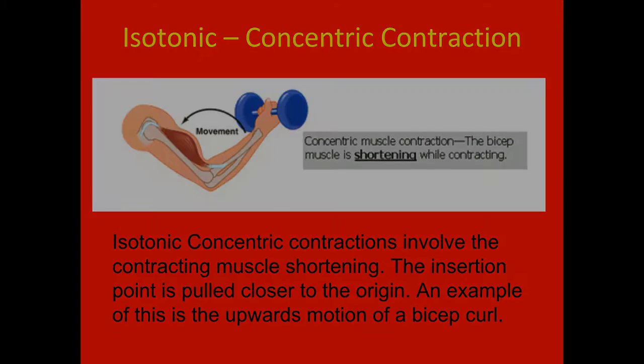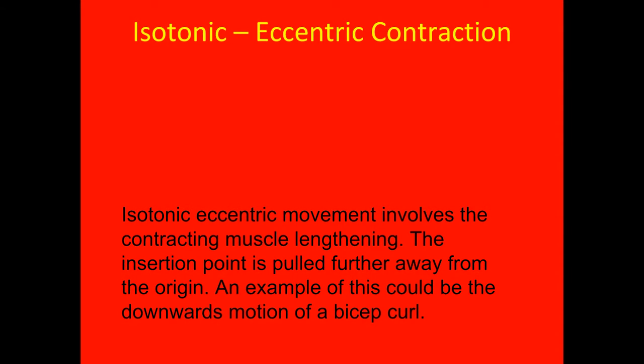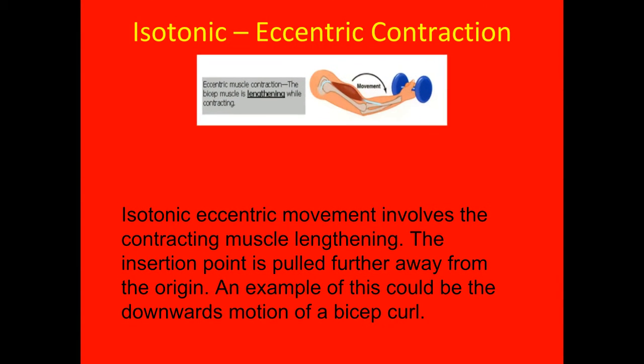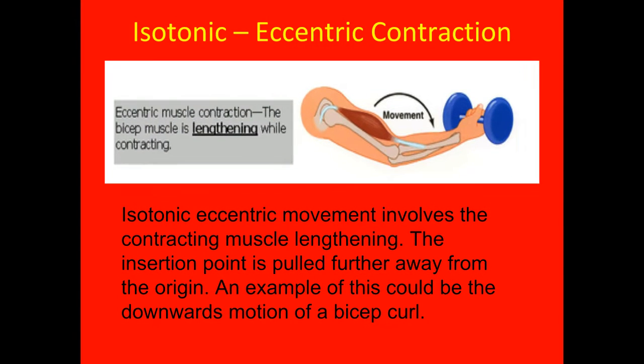The next example is eccentric isotonic. Isotonic eccentric contraction involves the muscle lengthening. An example of this is the downwards movement of a bicep curl as the biceps brachii lengthens.